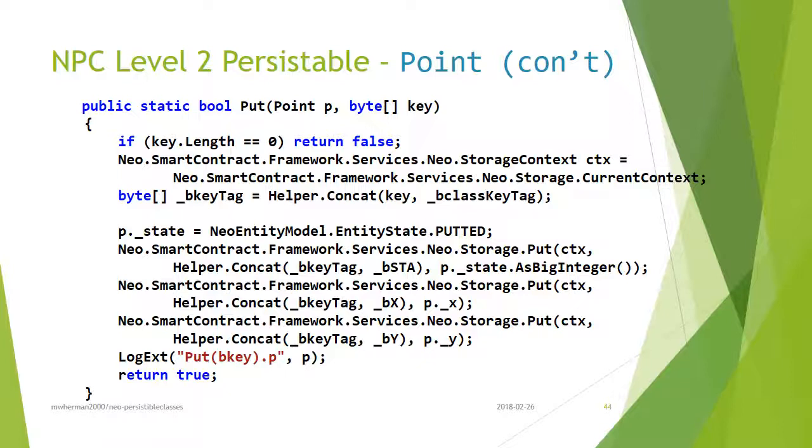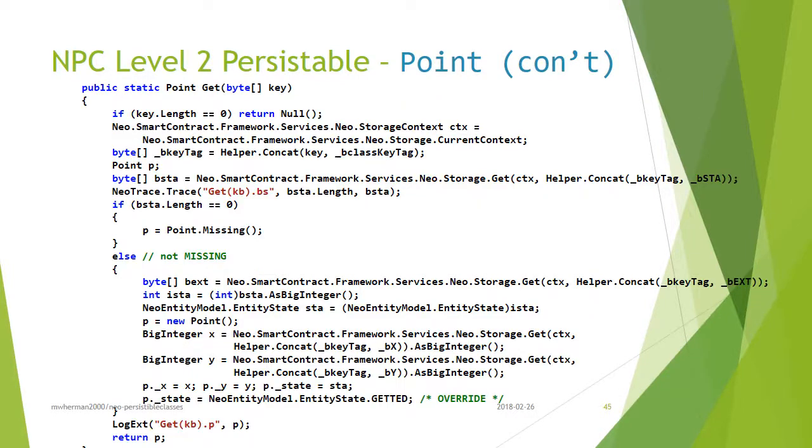So when we use this in our application code, we're just going to say point, class name point dot put. We're going to pass in the point, and we're going to pass in the key. It makes for very elegant, clean code and wraps up a lot of stuff that we don't have to worry about. Here's get. Get is a little more complicated because we have to test to see if the thing exists.